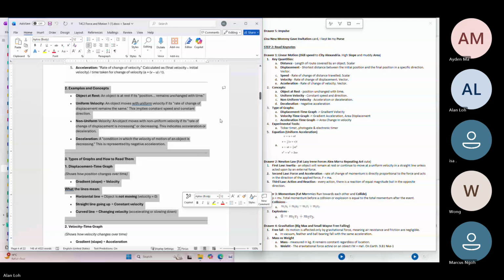Right? So you have done the displacement versus the displacement over time graph. And let's continue from velocity until this acceleration. Let's start now.